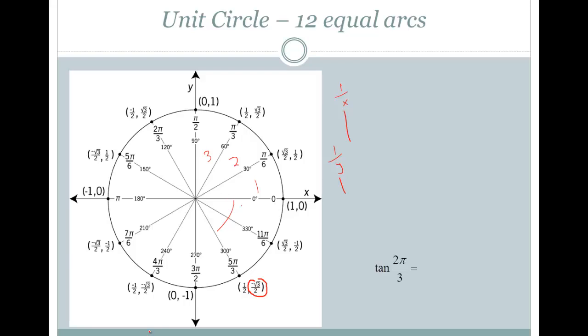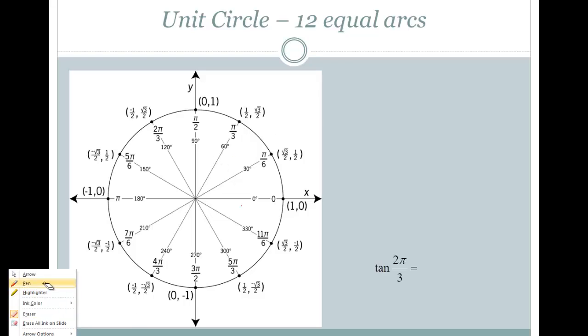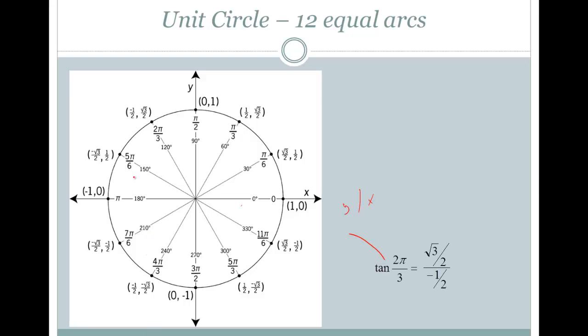Let's look at tangent of 2 pi over 3. Let me get rid of some of this stuff here. Okay, so now I need to find where I am for 2 pi over 3. So here's 1 pi over 3, here's 2 pi over 3. And remembering that tangent is y over x, I can plug in my y and my x here. I get root 3 over 2 divided by negative 1/2.